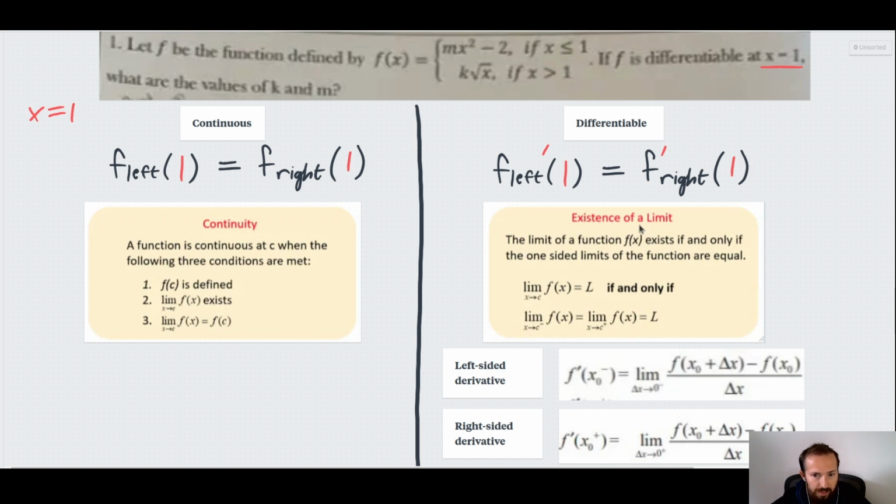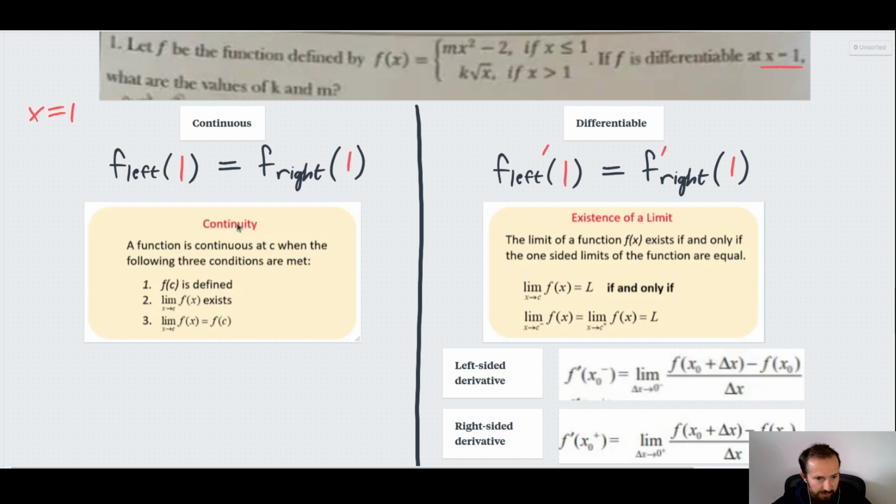So hopefully that makes sense. So that explains this condition. Remember, differentiability implies continuity. So in order for a function to be differentiable, it must also be continuous. That's why we come up with this constraint. But why does this constraint prove that it's continuous?